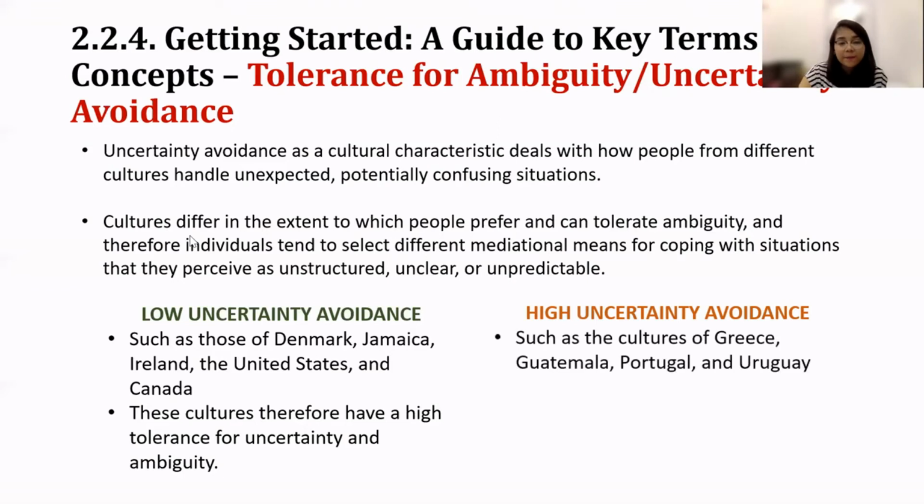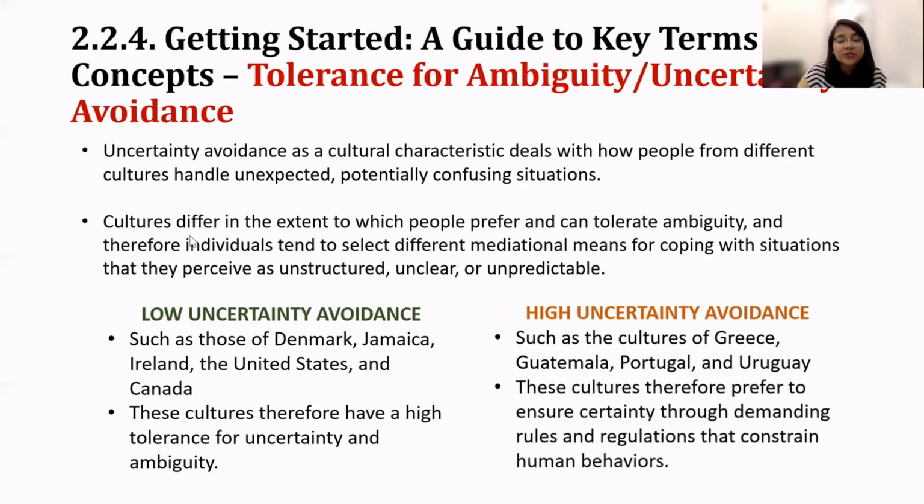In comparison, high uncertainty avoidance happens to those who are from Greece, Guatemala, Portugal, and Uruguay. These cultures therefore prefer to ensure certainty through demanding rules and regulations that constrain human behaviors. So when they meet uncertainty or something ambiguous, they try to avoid it. It's different from the previous cultural group.